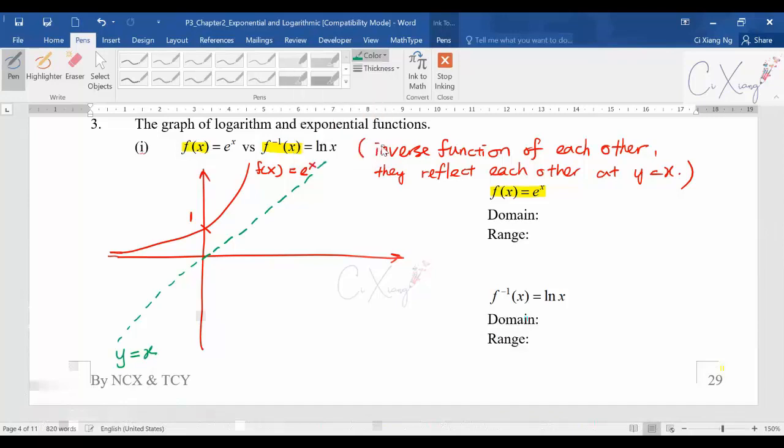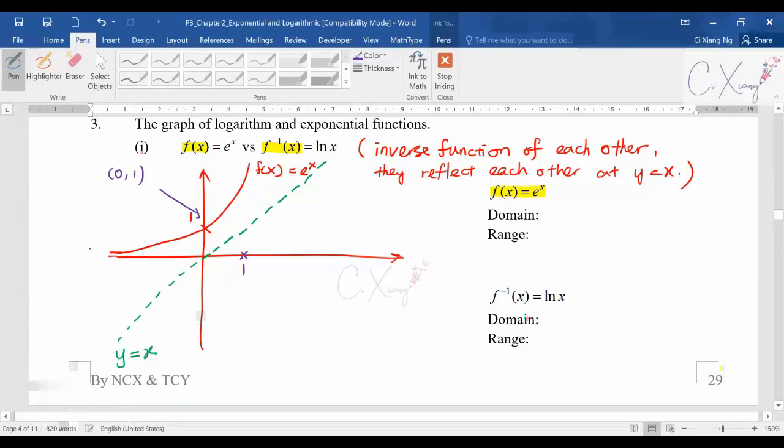Then this point, when you write the coordinate, it will be (0, 1). I taught you before, if you want to sketch an inverse function, you swap the coordinates. x becomes y and y becomes x. So that means you will pass through this point, which is (1, 0).